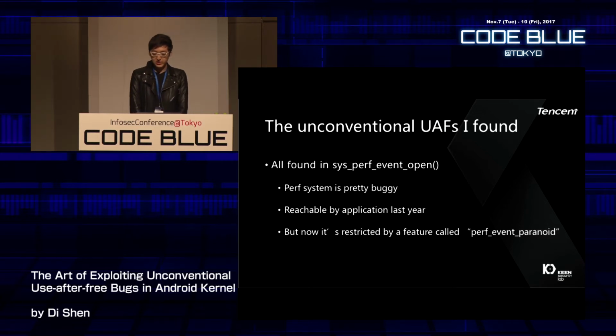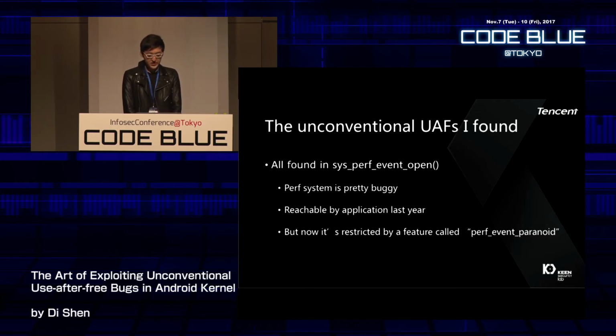Actually, last year the Perf subsystem was an awesome attack surface on Android. The first reason is that the Perf system is pretty buggy. We've already found lots of bugs and crashes in this subsystem, and Google also knows that. The second reason is that it was reachable by applications last year. It means any untrusted application can call the syscall perf_event_open to reach this attack surface and maybe crash the kernel or gain root privilege.